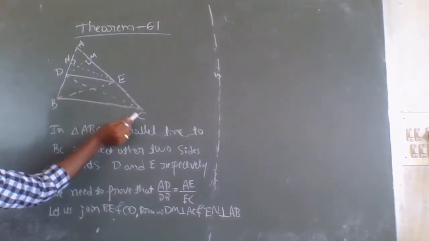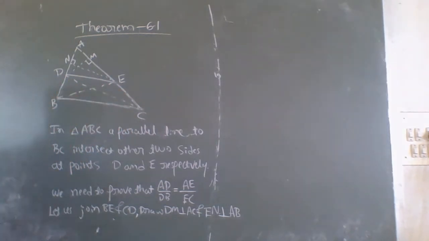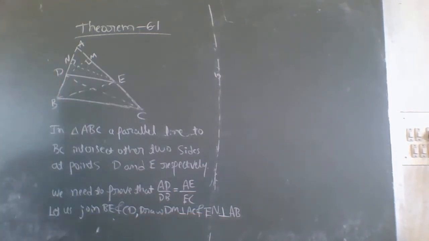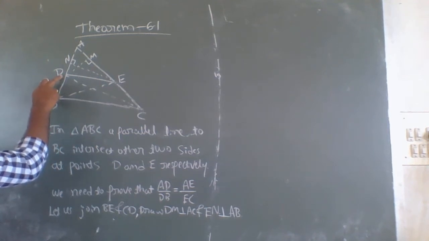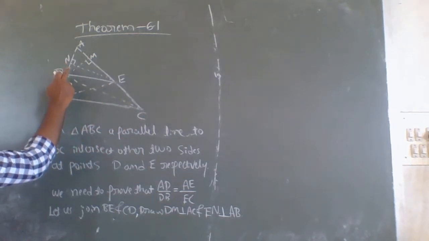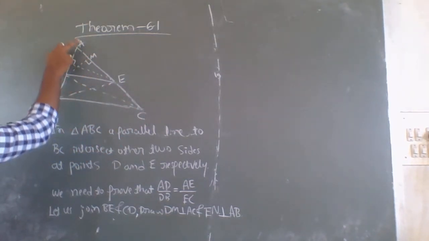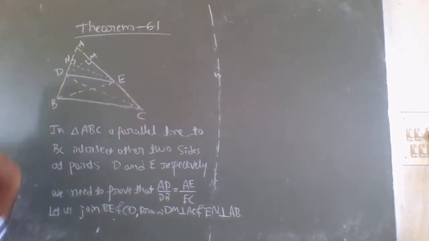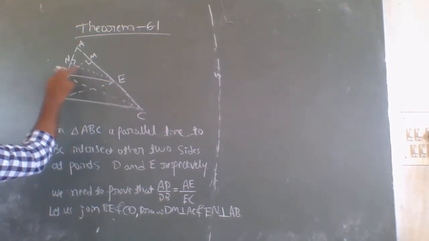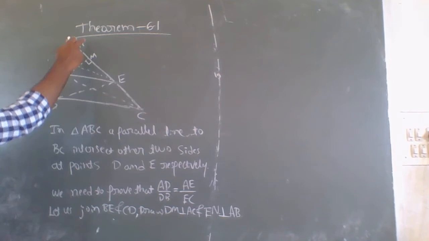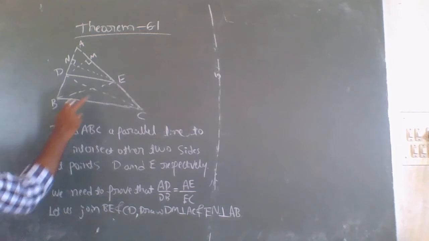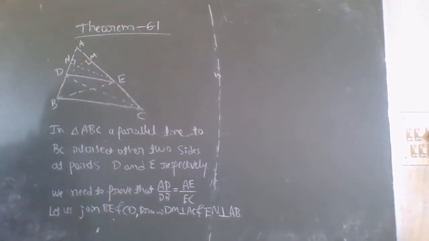BE is this line, and CD. Now draw DM perpendicular to AC. So here I will draw DM perpendicular to line AC. This DM is perpendicular to side AC. Draw EN. This EN is perpendicular to side AB. DM is perpendicular to AC and EN is perpendicular to AB.